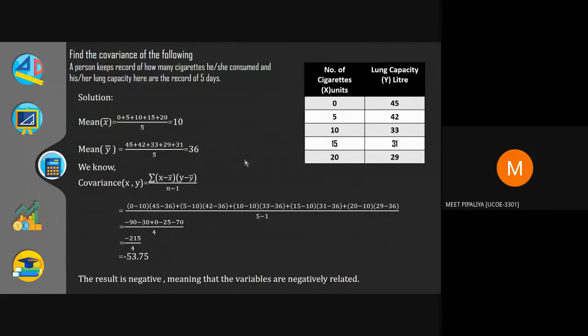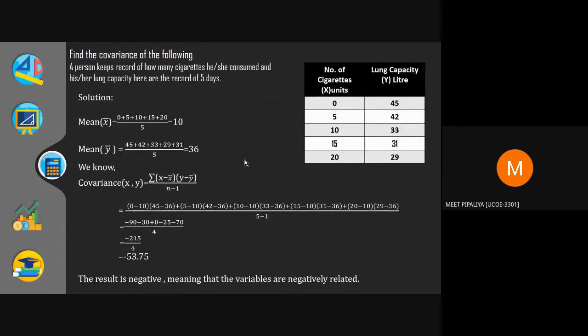As I explained, we know the formula of covariance: summation of (x minus mean of x) into (y minus mean of y), the whole divided by n minus 1. So we'll put all the values in the formula. That is (0 minus 10) into (45 minus 36) plus (5 minus 10) into (42 minus 36) plus (10 minus 10) into (33 minus 36) plus (15 minus 10) into (31 minus 36) plus (20 minus 10) into (29 minus 36), the whole divided by 5 minus 1.